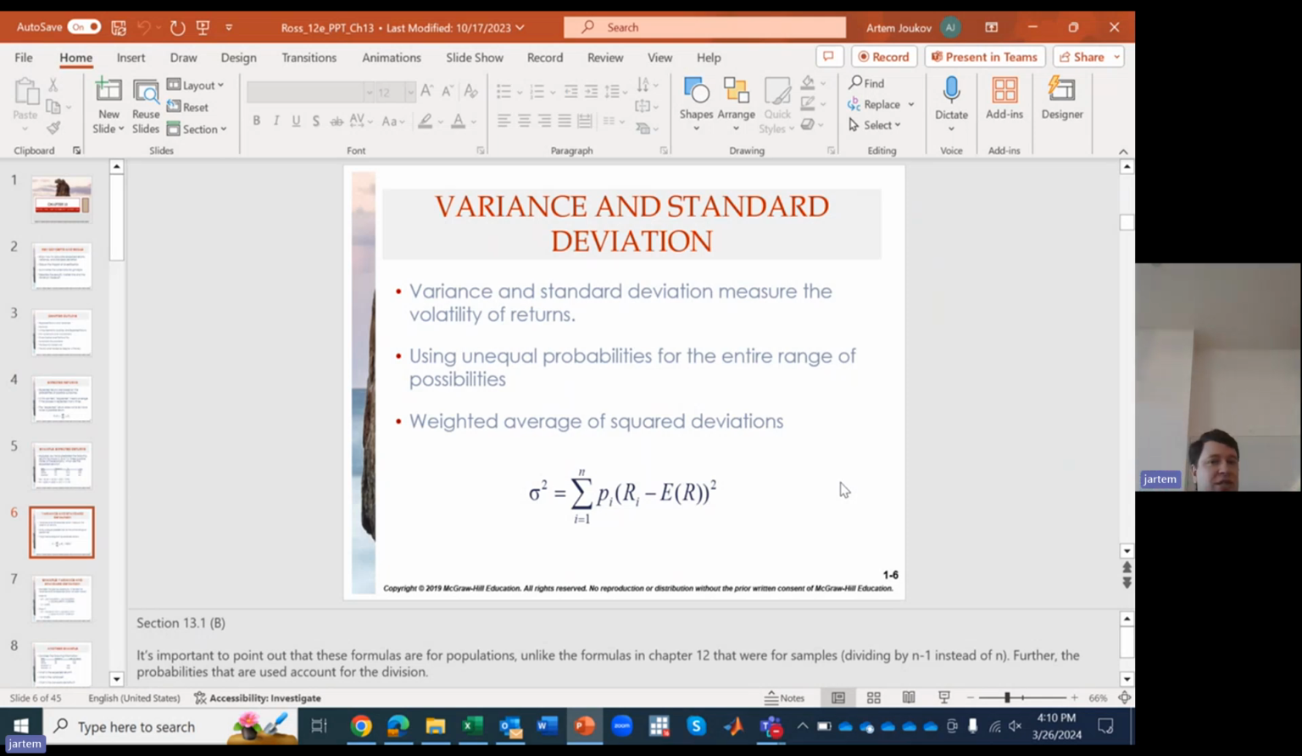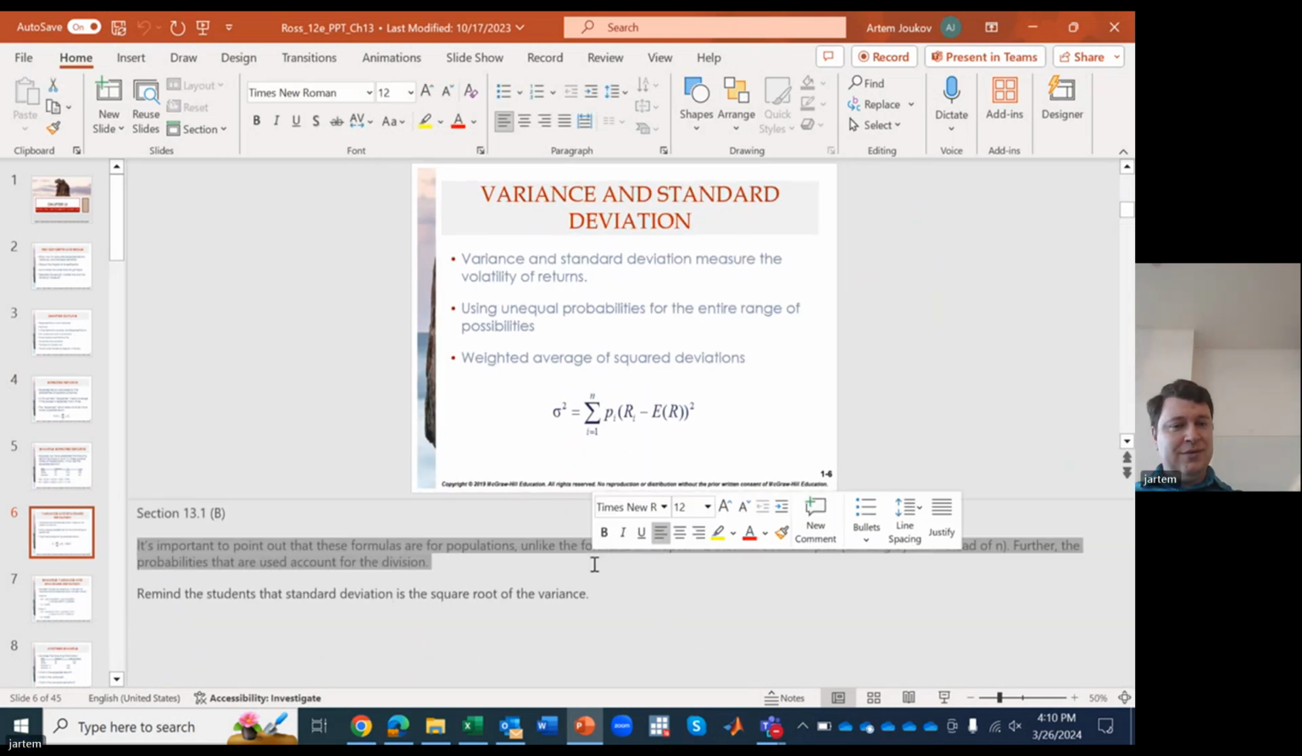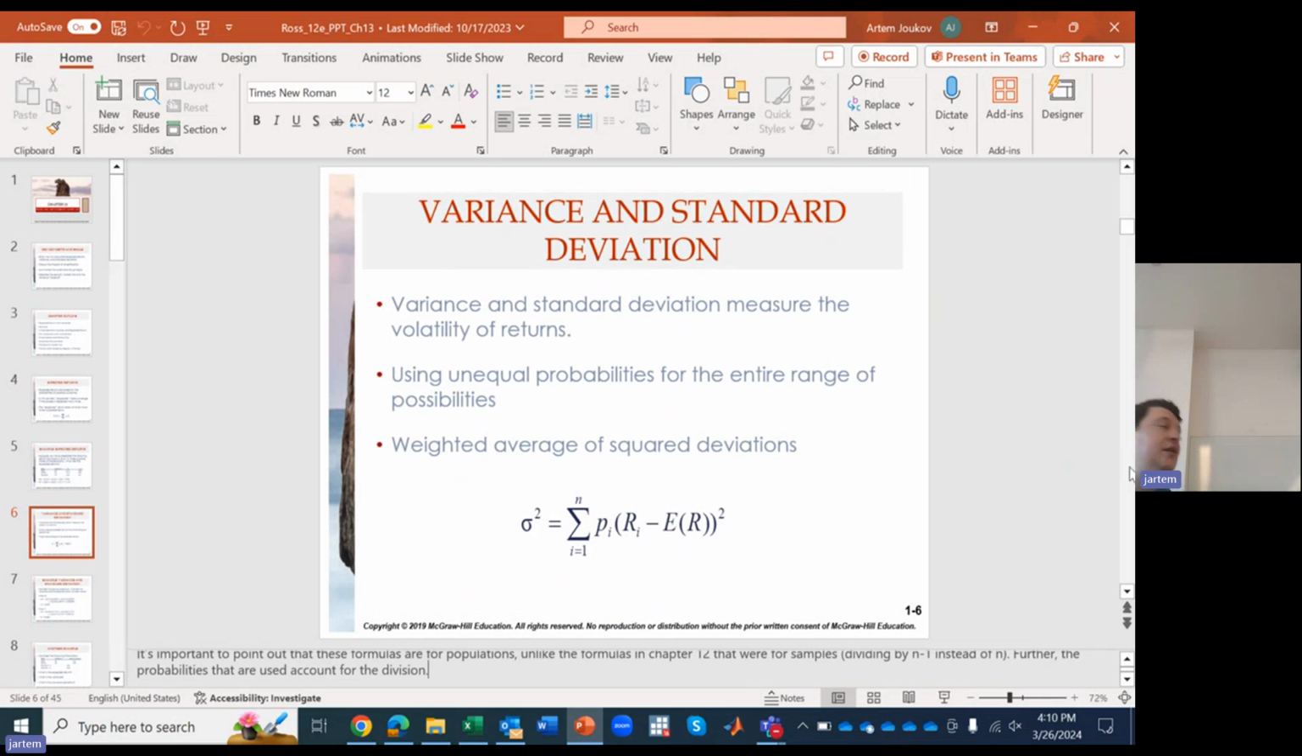It takes the place of that divisor. So in case you forget that, you can again review it in the notes. Because you're using probabilities, you don't actually need this division by n minus 1. But the rest of it is pretty straightforward, right?